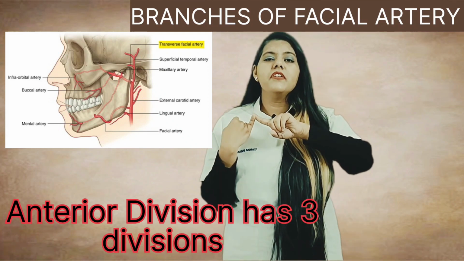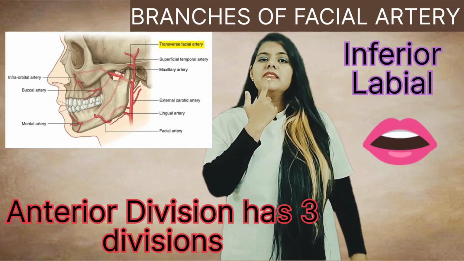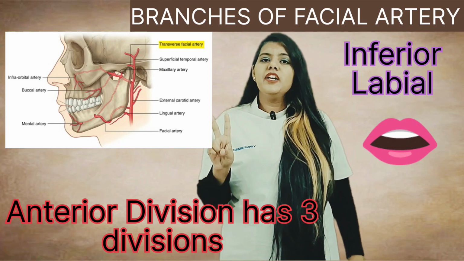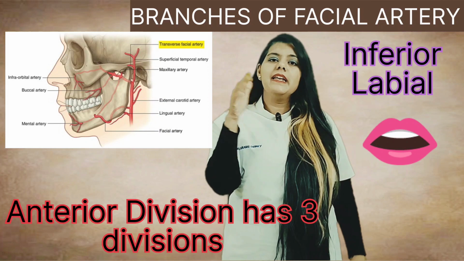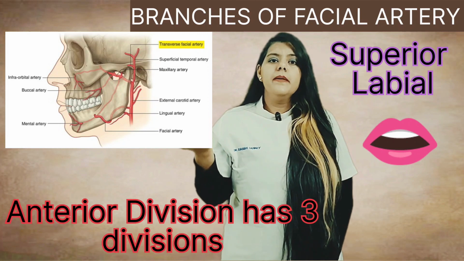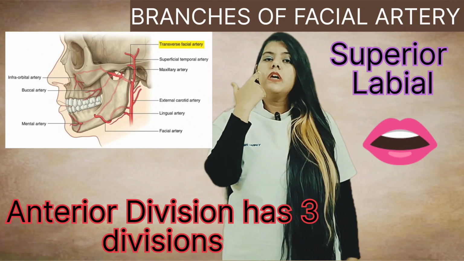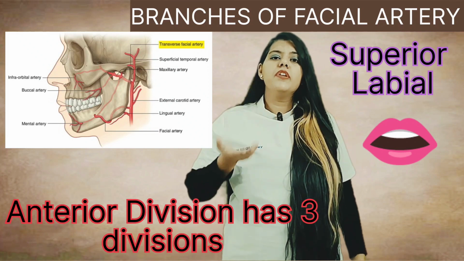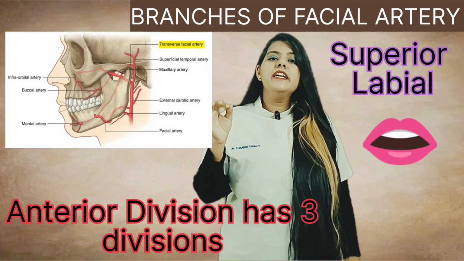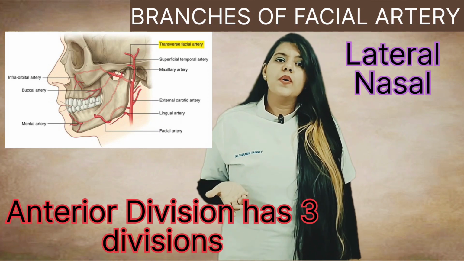First one is the inferior labial. Again, as the name suggests, inferior means lower and labial means lip. That means it will supply the lower lip, right? The second branch is the superior labial. Again, as the name suggests, superior means upper, and labial is lip, right? So the superior labial will supply the upper lip and the anterior-inferior portion of the nasal septum. The third branch is the lateral nasal, which will supply the ala and dorsum of the nose, right?